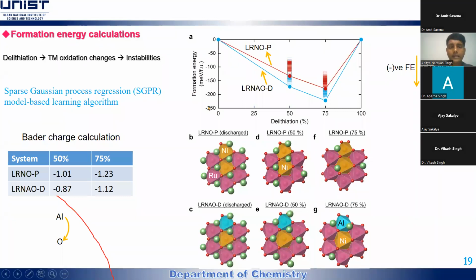We took the assistance of density functional theory. Please, people can interrupt me.